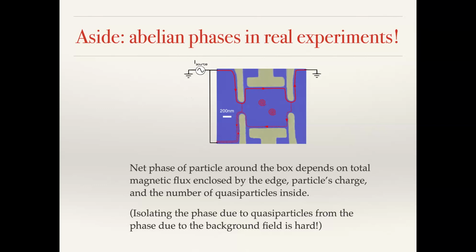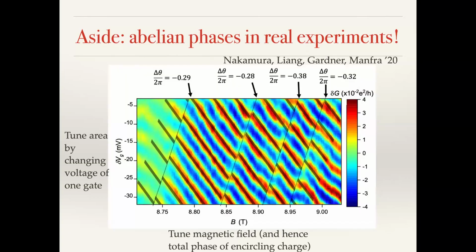And it depends on the number of quasi-particles that are inside this box as well. Okay. And in particular, isolating the phase that's just due to the quasi-particles to show this fractional statistics turned out to be very, very hard. So these ideas were proposed in the 1990s, basically, and it was only in 2020 that measurements that, I think, were agreed to be fairly definitive were made by Mike Manfra's group, right?